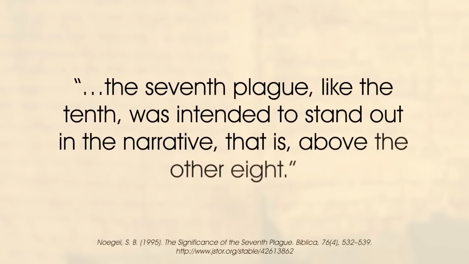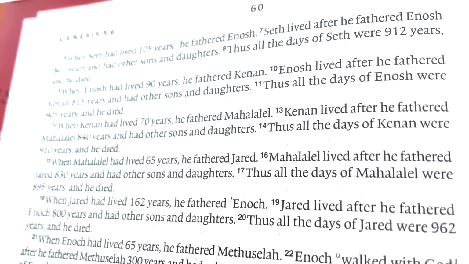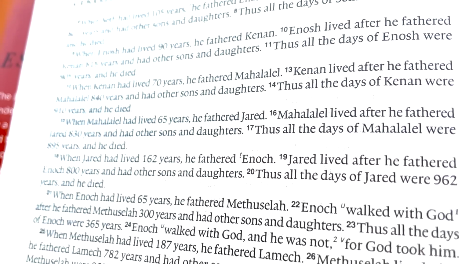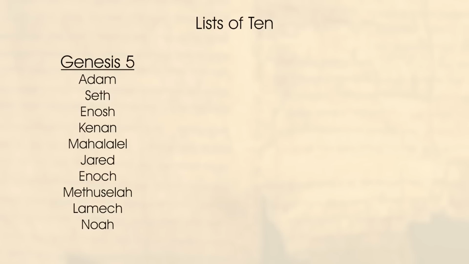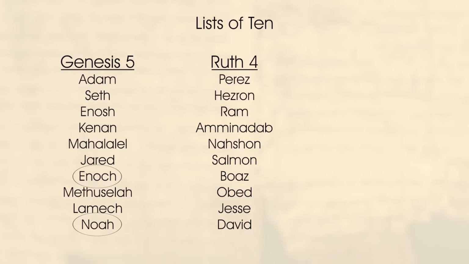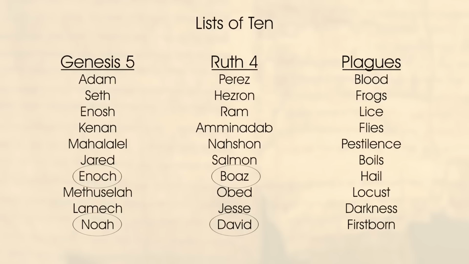Additionally, Scott Nagel notes, the 7th plague, like the 10th, was intended to stand out in the narrative, that is, above the other 8. In biblical texts, where lists of 10 occur, a special significance is given to the 7th and 10th thing listed. We see this in places like Genesis 5, where Enoch and Noah stand out. In the genealogy of Ruth 4, special attention is given to the 7th, Boaz, and the 10th, David. Likewise, in the narrative of the plagues, special attention is given to the 10th plague, the climactic event, but also the 7th plague of hail.